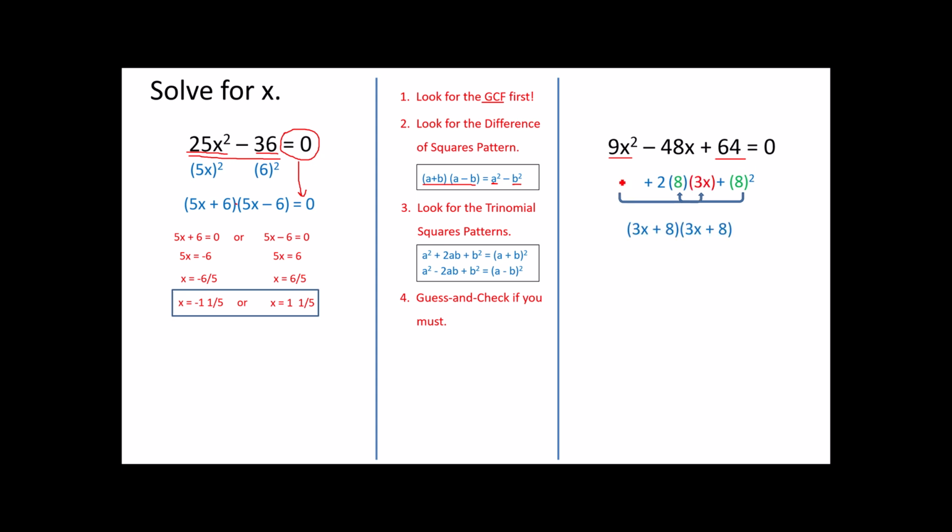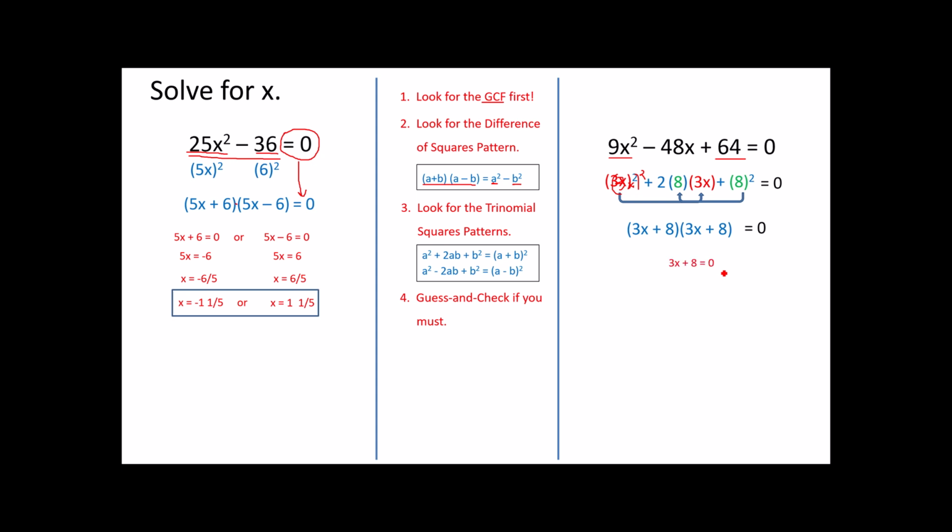All right, this is my 3x times itself. This is the 8 times itself. The question is, is the middle 2 times the 8 times the 3x? And of course it was, otherwise that would have been a dead giveaway. Don't forget your equals 0.